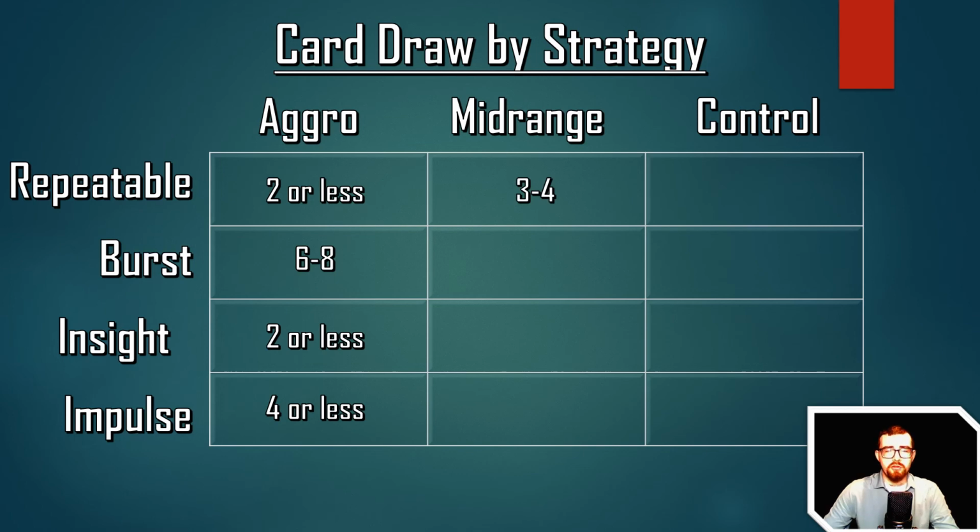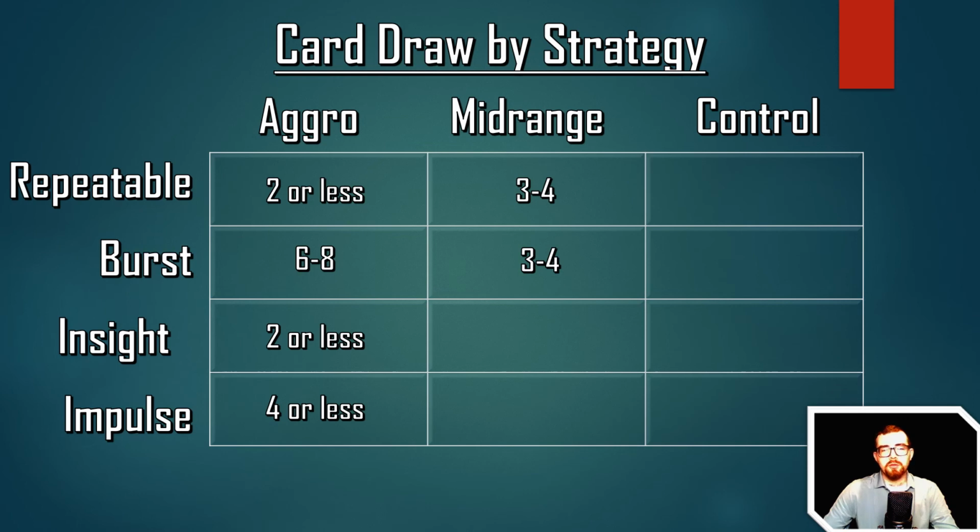For mid-range, your repeatable card draw is going to look like 3 to 4 pieces. So basically in the early game, you want to get out maybe one of these. You want to say, okay, so for the rest of the game, I'm going to be able to keep pace with the control deck, but I'm not going to get outpaced by the aggro deck. And that's going to be kind of moderate if you're looking at a mid-range deck. Burst Draw, same thing, 3 to 4.